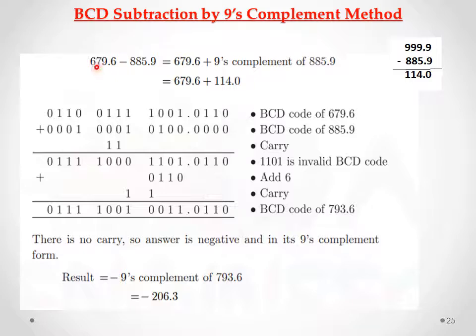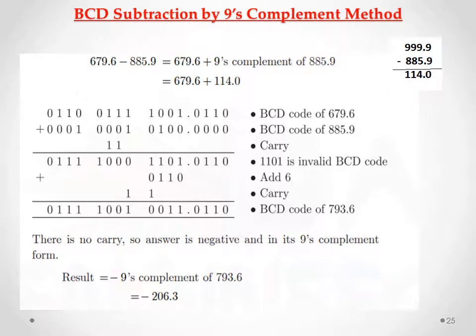The given question is 679.6 minus 885.9. So here the minuend is smaller, the subtrahend is bigger. Okay. So first we are taking the 9's complement of the subtrahend. So 999.9 minus 885.9, so the answer is 114.1.